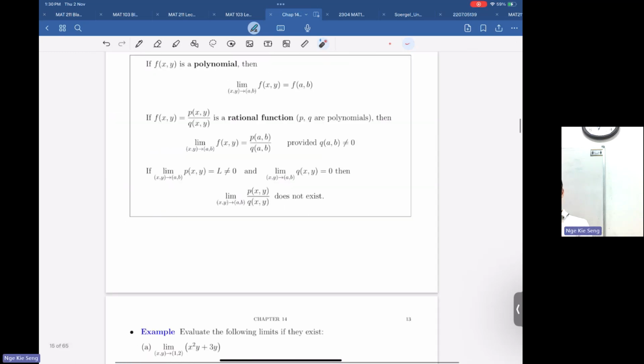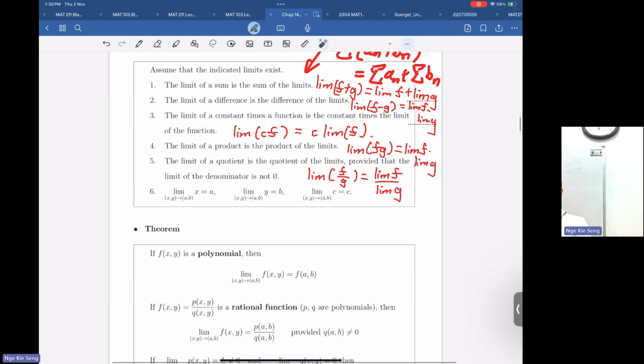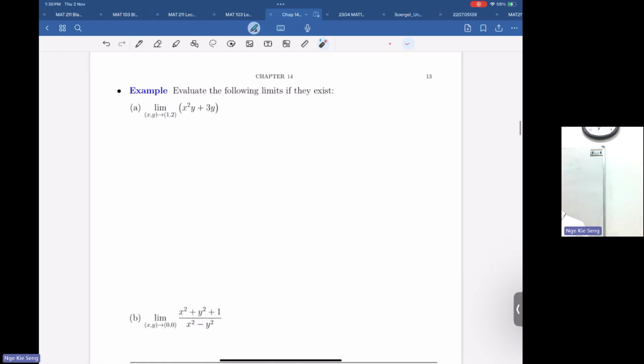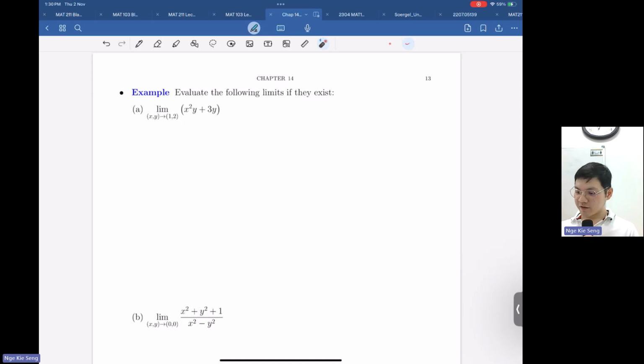Are you okay with what a polynomial is? I haven't defined polynomial. Do you know what a polynomial is? Okay. So here there are two functions. The first of them is x squared y plus 3y. The other one is a rational function, a quotient of polynomials, (x squared plus y squared plus 1) over (x squared minus y squared).